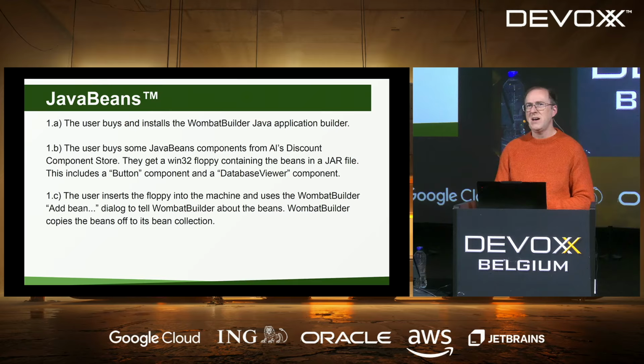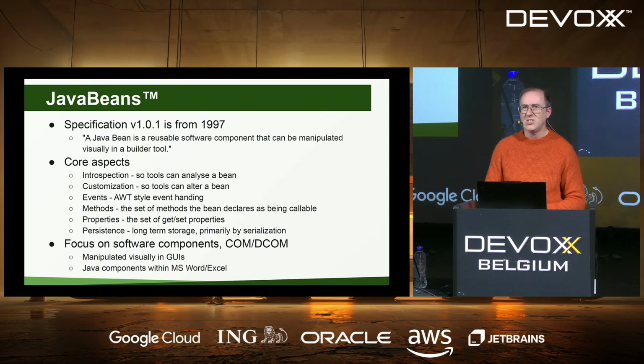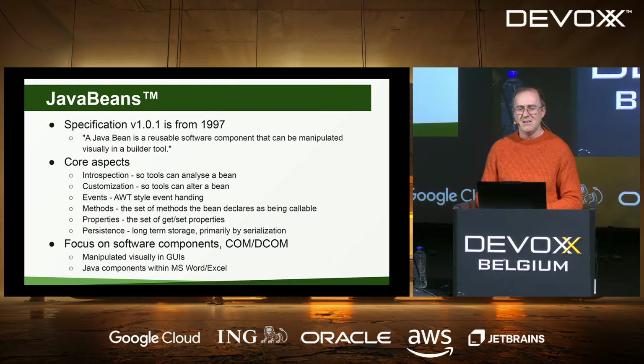I mean, I don't know about you, but I would imagine that almost nobody in this room builds applications that even closely resemble what's described on the screen there, because that is a use case taken straight out of the Java Beans specification. Because the specification is from 1997. And the purpose of the specification is a reusable software component manipulated visually in a builder tool.